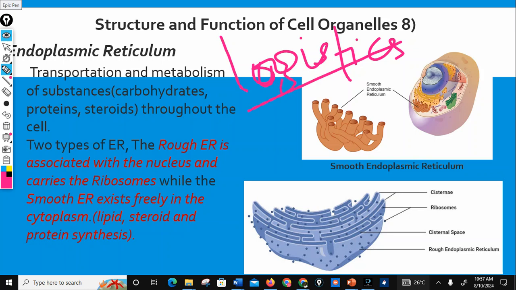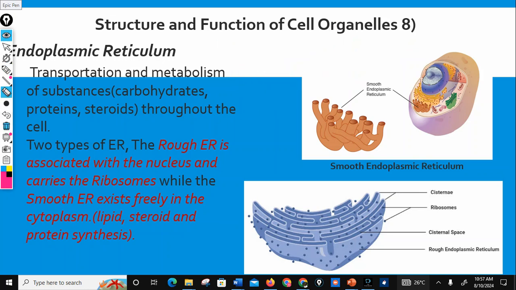Now, another thing to take note of is the closeness between the endoplasmic reticulum and the nucleus. You see that they are very close, aren't they? Look at them closely. That's why, when the ribosome comes out through the nuclear pore, it attaches itself first to the endoplasmic reticulum before even getting out into the cytoplasm of the cell.